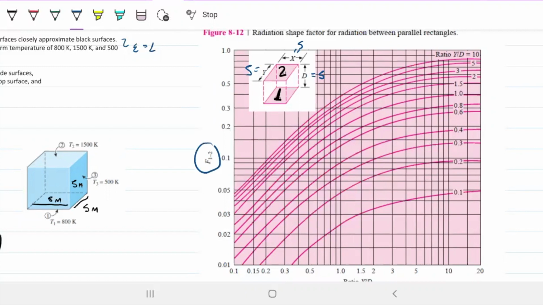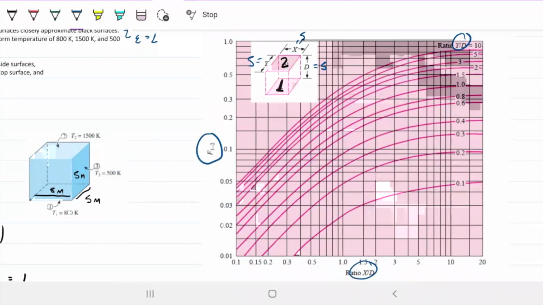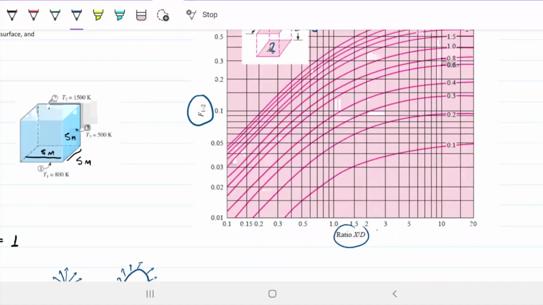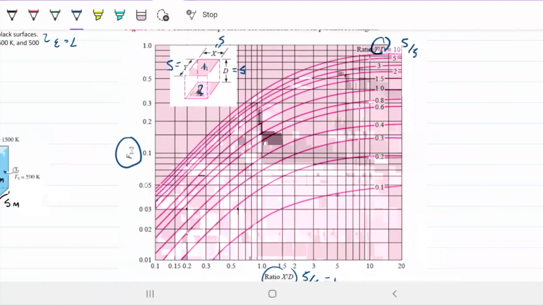And what we're trying to find is the shape factor from 1 to 2. Then what I have to do is find the ratio between y and d and the ratio between x and d. And with that, I can find the shape factor from 1 to 2. So what's the ratio there? Well, the ratios are going to be 1, right? So 5 over 5, that'll be 1. And over here, same thing, 5 over 5, that'll be 1. So that means that I'm looking for a point where this line here intercepts this line here. And you guys can see that happens right here. And if I follow that, it's probably a green, that could be easier for us to see. I get a shape factor of 0.2.